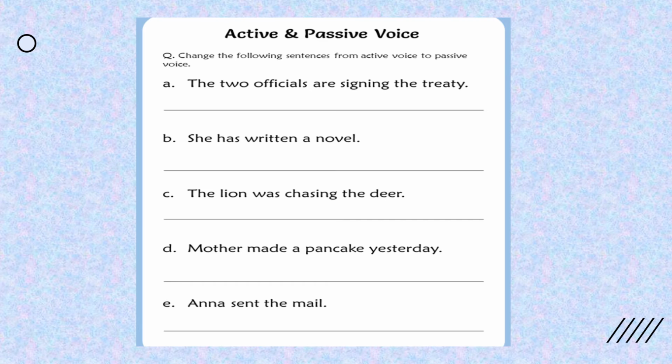Now the active and passive voice: change the following sentences from active to passive. The two officials are signing the treaty. The two officials are the subject. The treaty is the object. Are signing is the verb. Okay, now let us see how it changes. The treaty is being signed by the two officials.